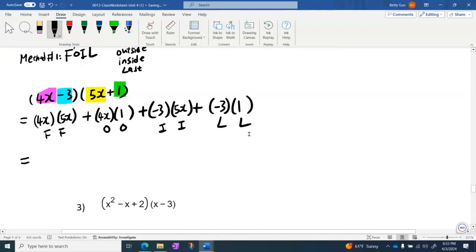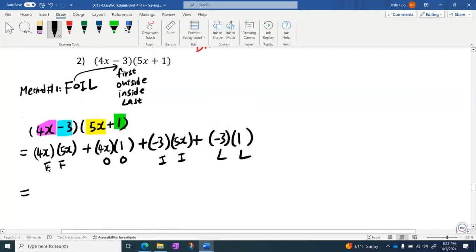First step is to set up the structure. Second step is only to fill in those blanks. Be careful with the sign. Next step, we simplify. The first part, 4x times 5x: 4 times 5 is 20, x times x is x squared. Second part, outside times outside: 4x times 1 is 4x.